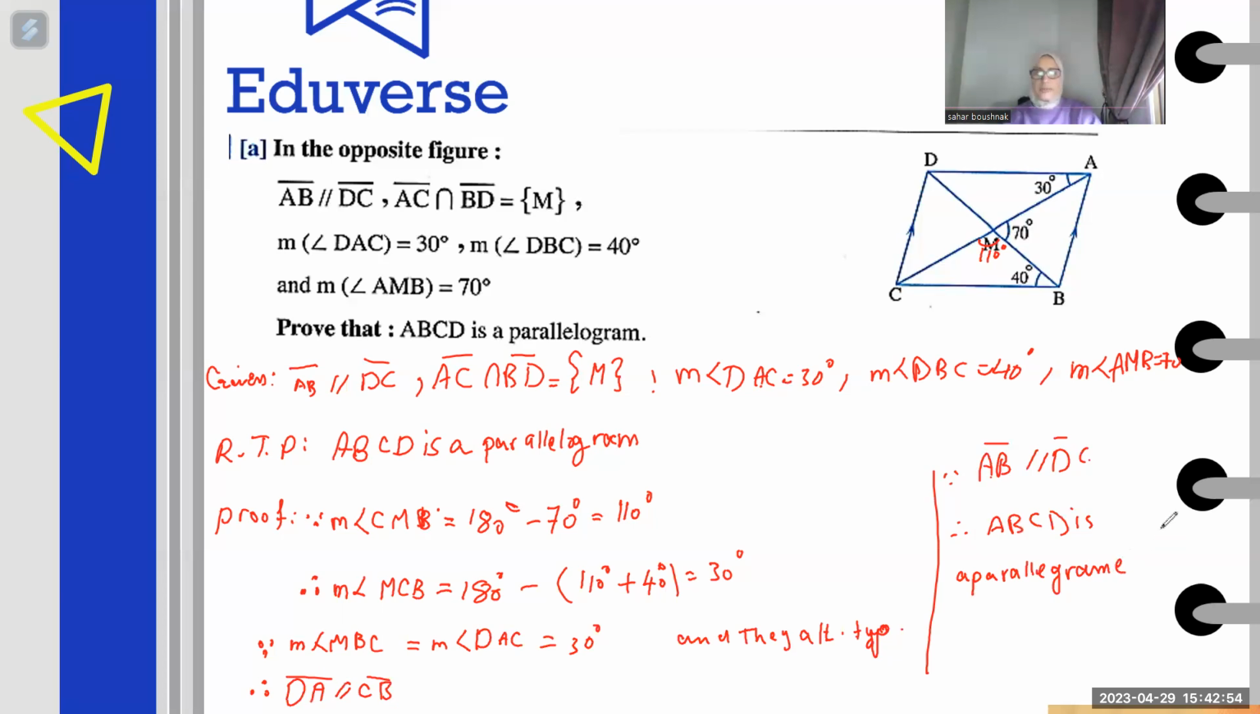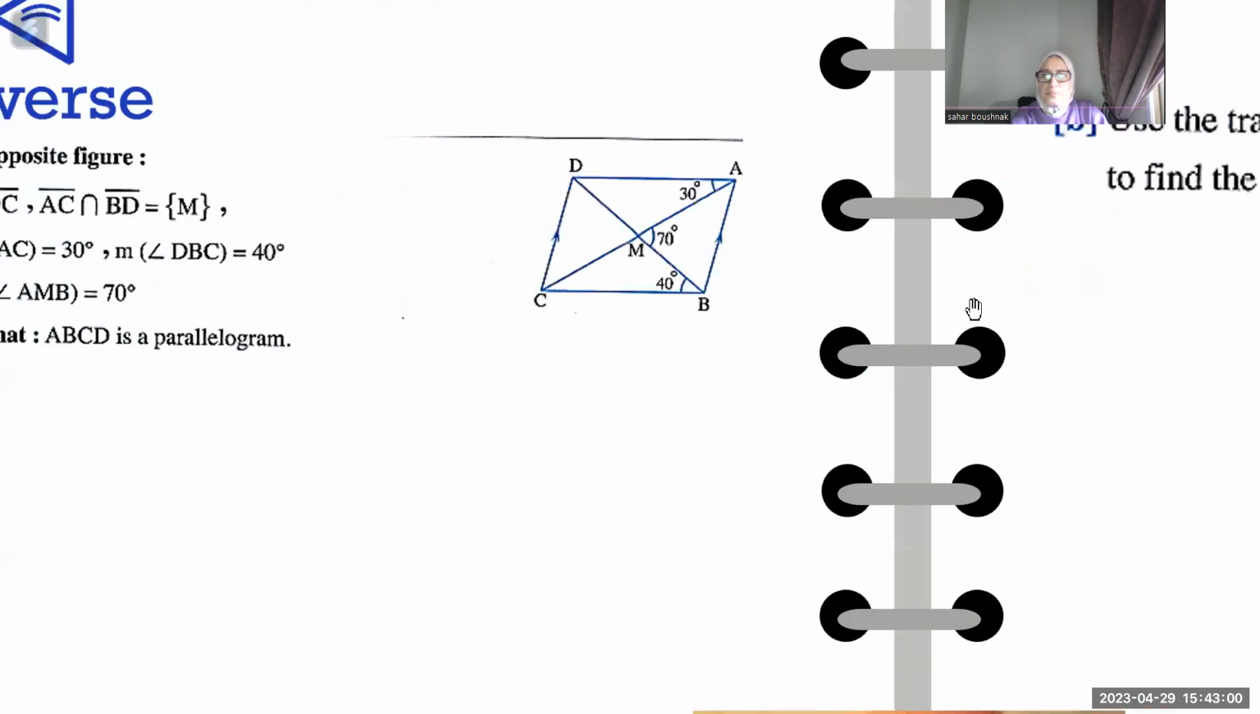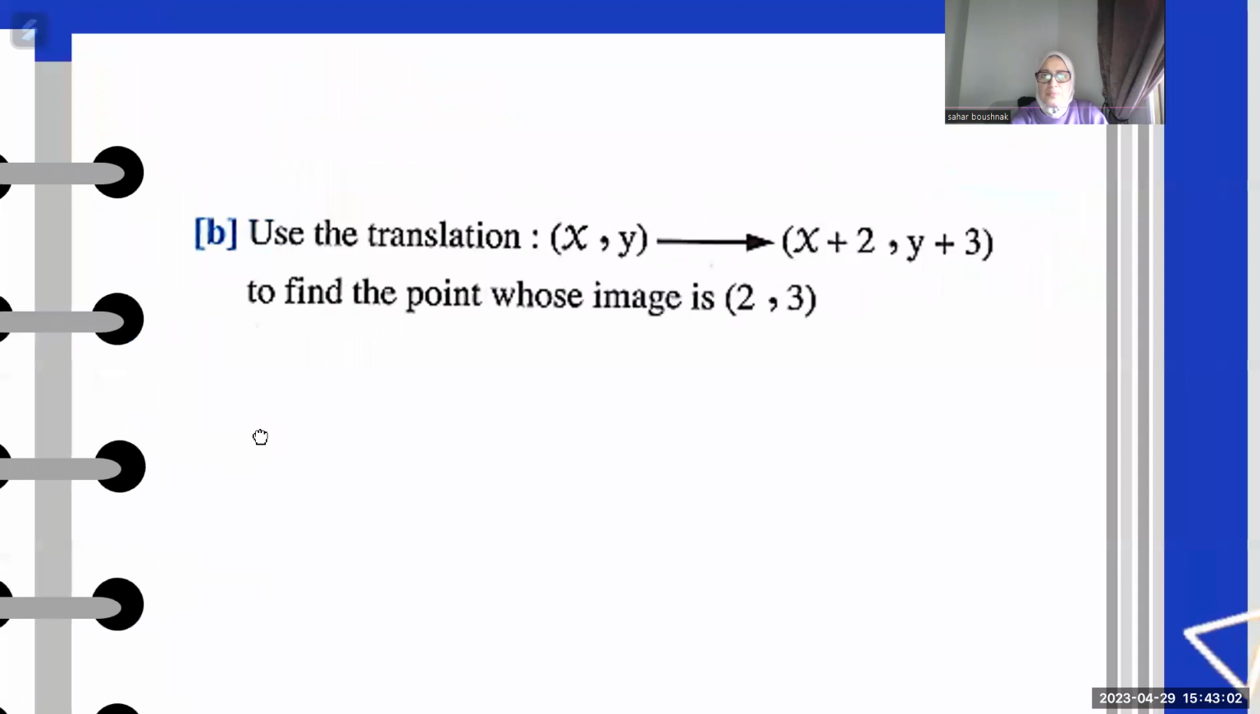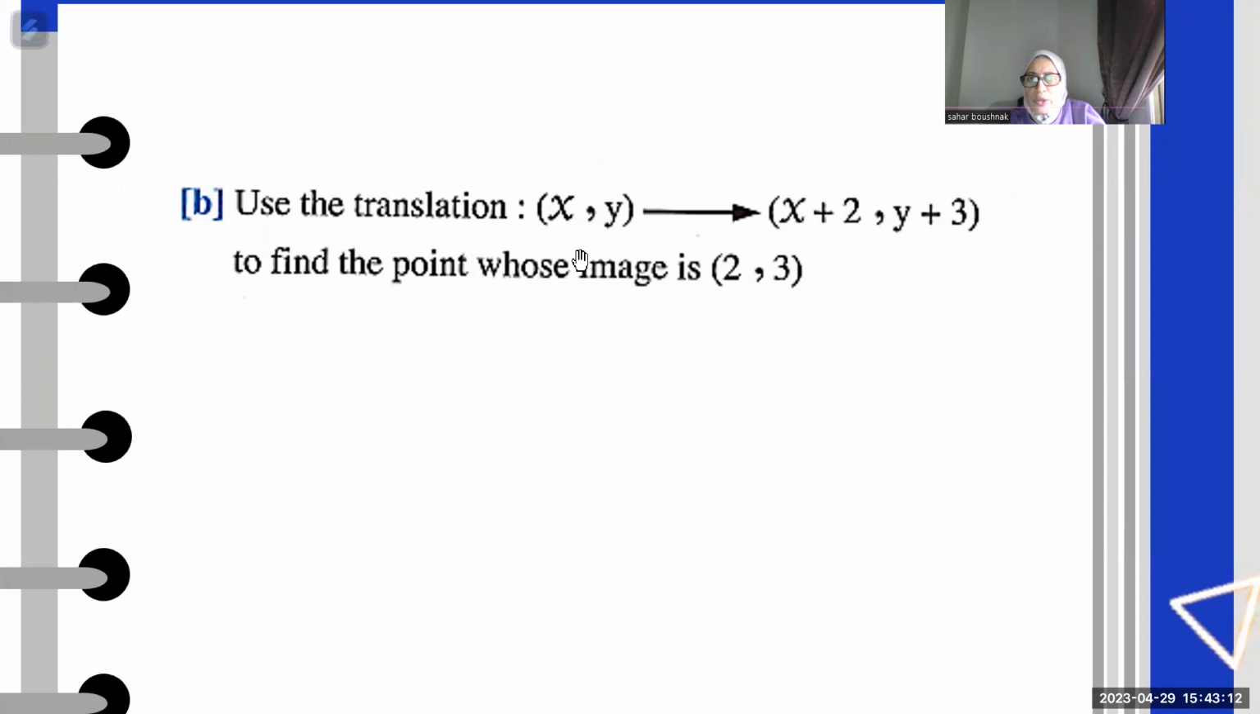Easy, my dear student? I hope it's easy. Let's go to the next question. Use the translation of (x, y) to be (x plus 2, y plus 3) to find the point whose image is given.